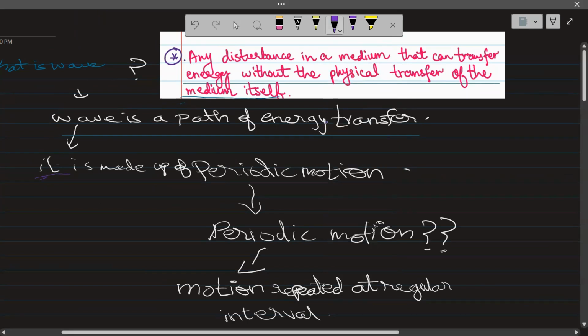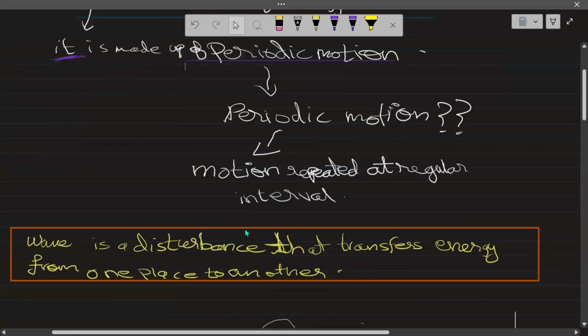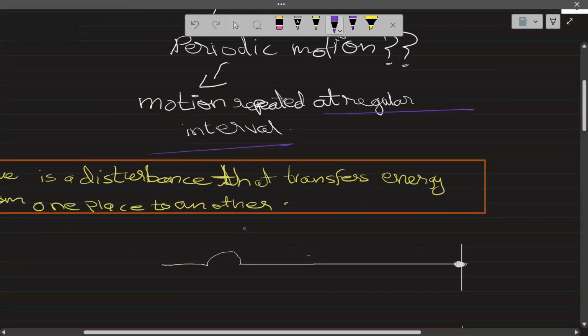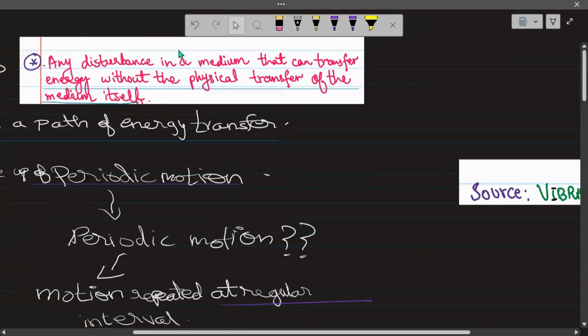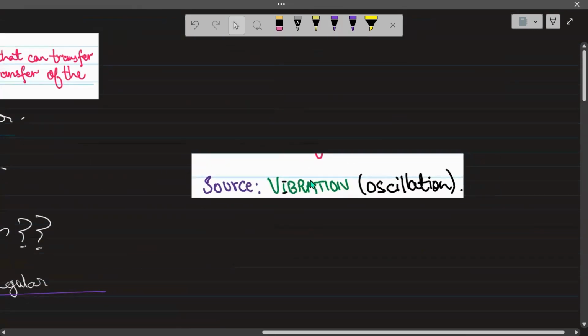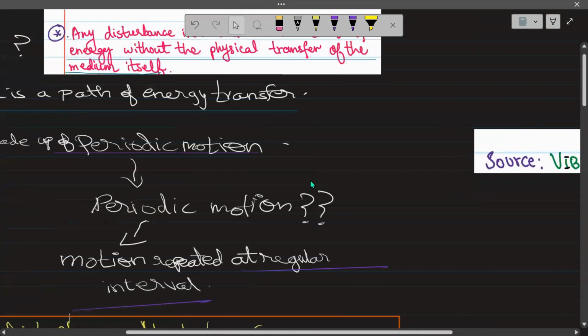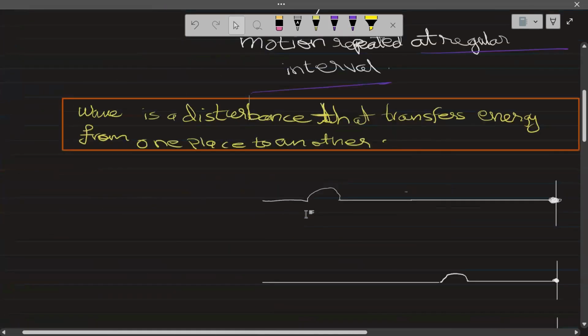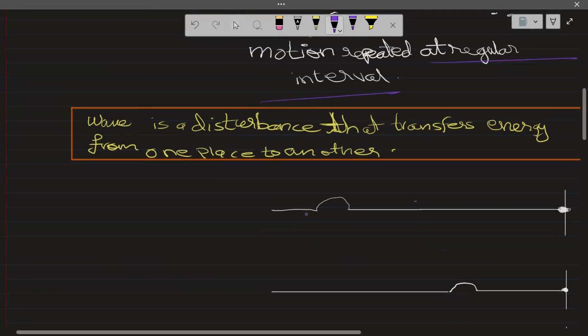And how is it done? It is made up of periodic motion. What is periodic motion? Periodic motion is motion repeated at regular intervals. Basically, it means oscillation or vibration. So this is how a wave is created by an oscillation. So the wave is a disturbance that transfers energy from one place to another.